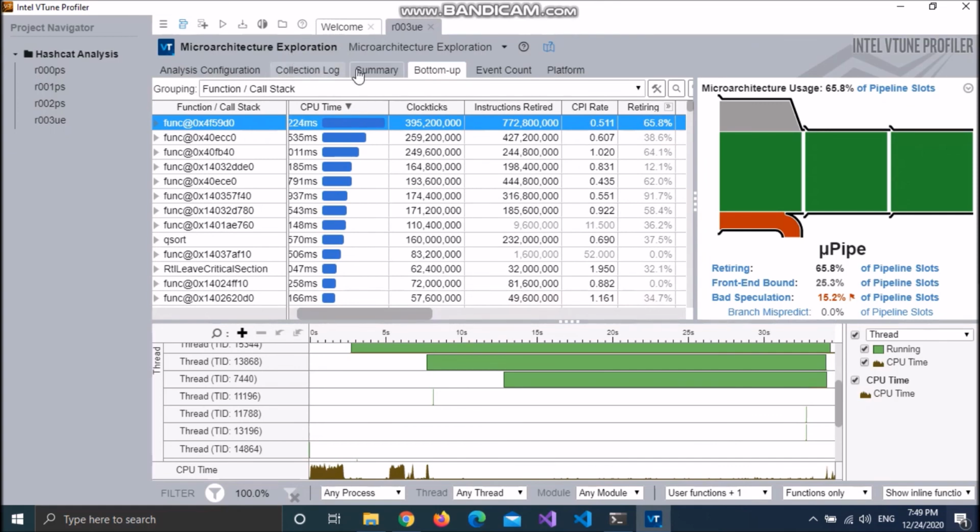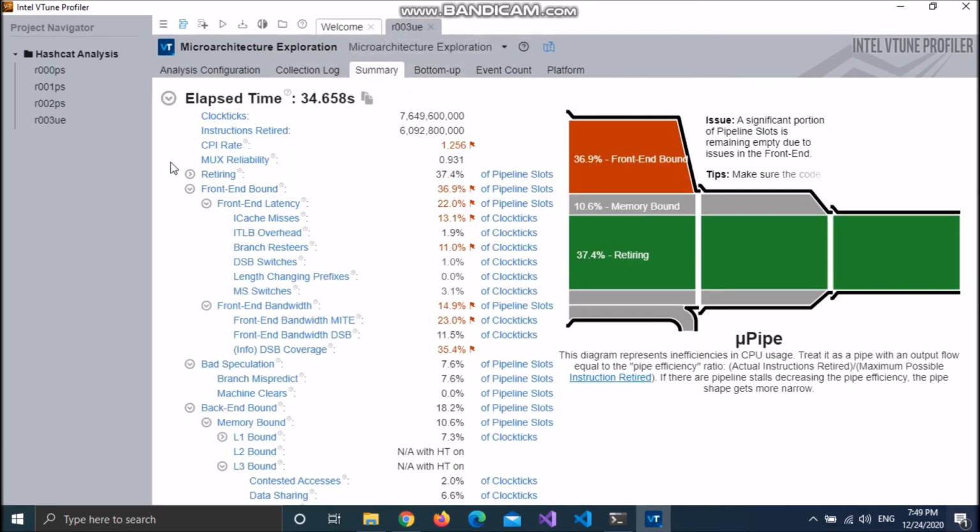And VTune profiler has helped a lot in order to understand the hardware level performance counters. So this will be it. Thank you.